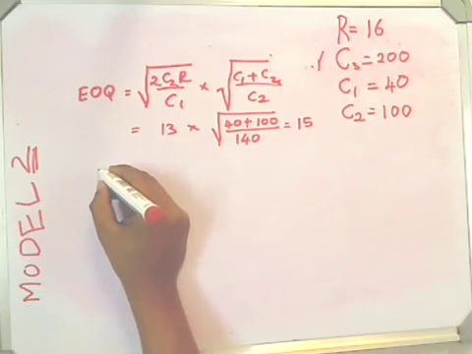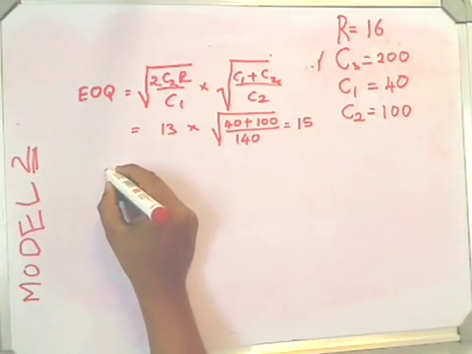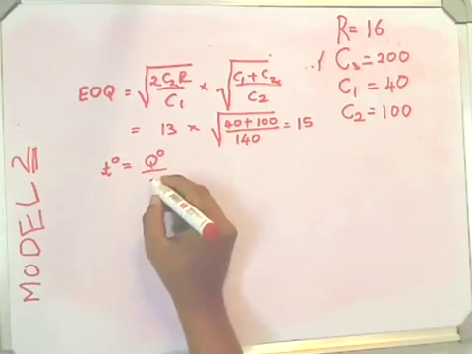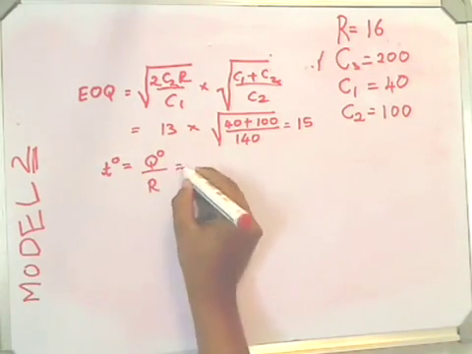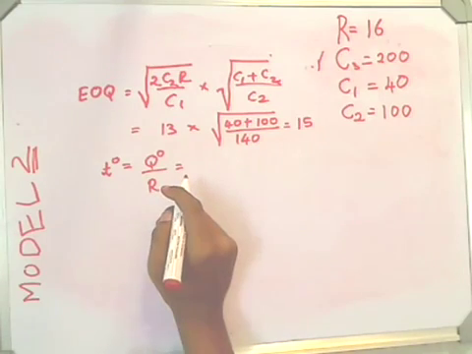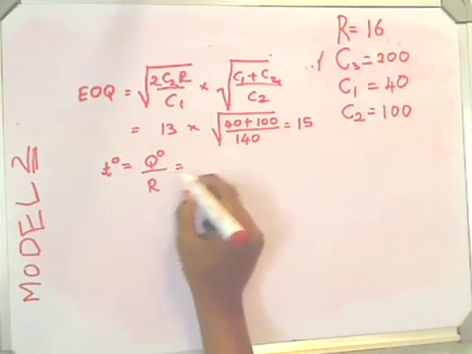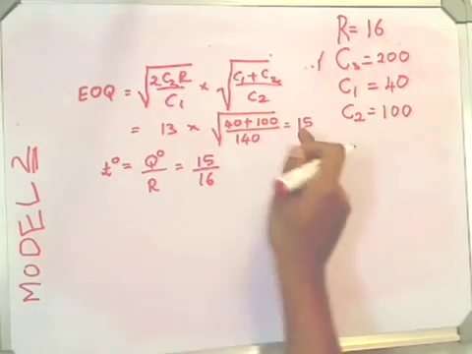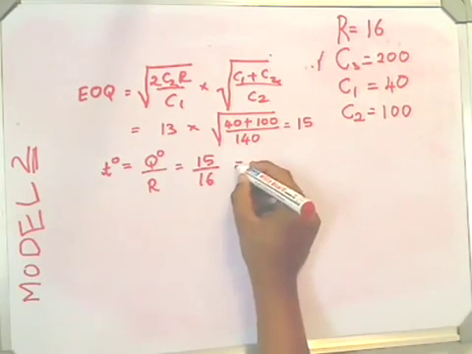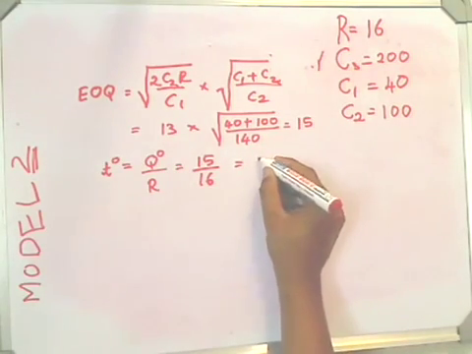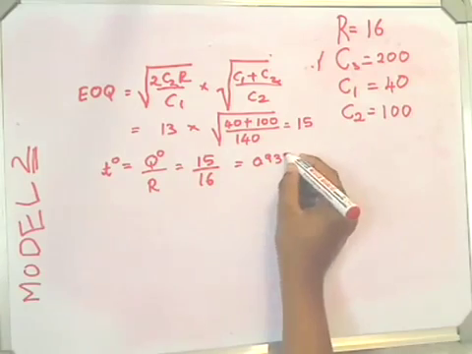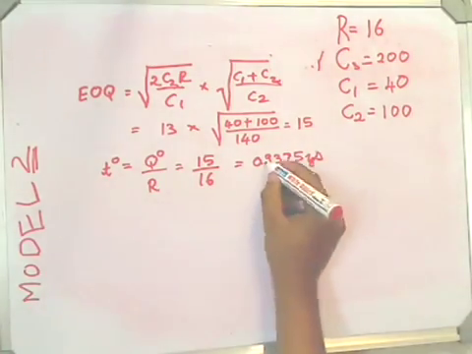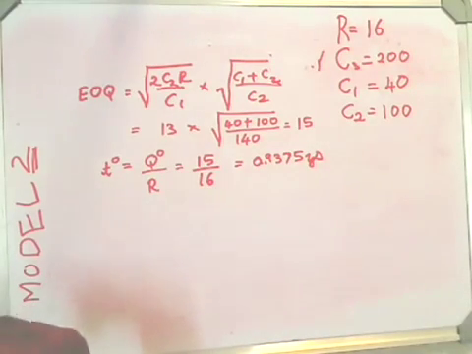Now, the reorder time here would be T naught, which should be equal to Q naught divided by R. Now 15 divided by 16. Q naught would be the one that I'm getting in this answer. Now this would give me 0.9375 years. This is what I should be able to get.